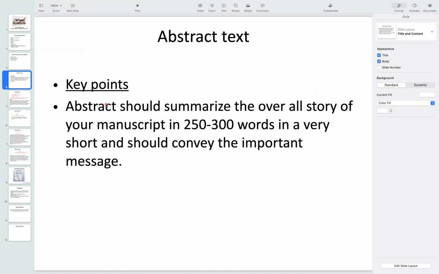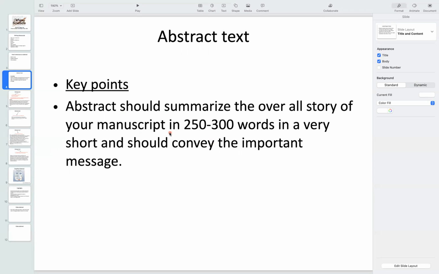When you write an abstract, you should summarize the overall story of your manuscript in a very short 250 to 300 words, and that should convey the important message. This is really important. You briefly introduce and write what your finding is, what the novelty is, and how it can change the science. You have to highlight that in your abstract. Then the editor will find it good and send it for review.